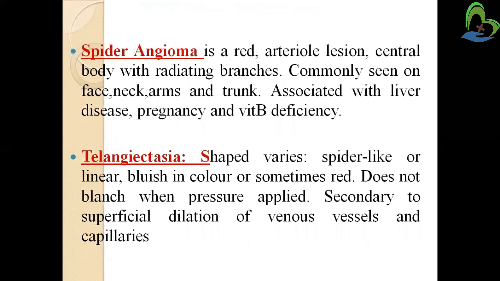The next one is spider angioma. It is a red arterial lesion with a central body and radiating branches, commonly seen on the face, neck, arm and trunk. It is usually associated with liver disease or liver cirrhosis, pregnancy and vitamin B deficiency. The next one is telangiectasia. It is variously shaped, spider-like or linear, bluish in color or sometimes red. It does not blanch when pressure is applied. It is secondary to superficial dilation of venous vessels and capillaries.